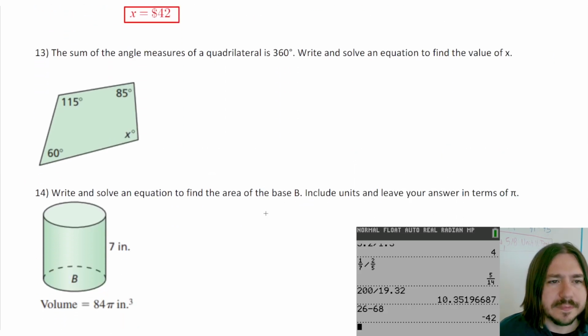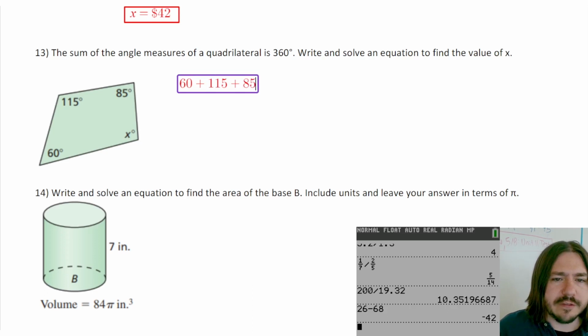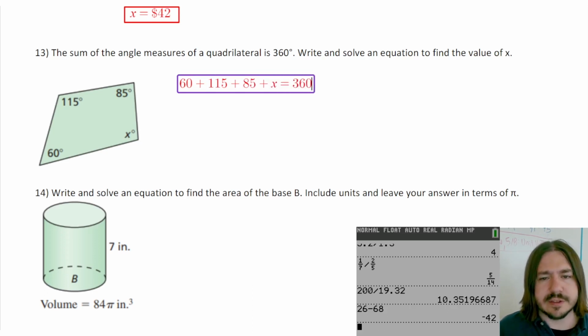13. The sum of the angle measures of a quadrilateral is 360 degrees. So when it says the sum, it means if you add them all up, you get 360. Write and solve an equation to find the value for x. So here we've got 60 plus 115 plus 85 plus that x equals 360.